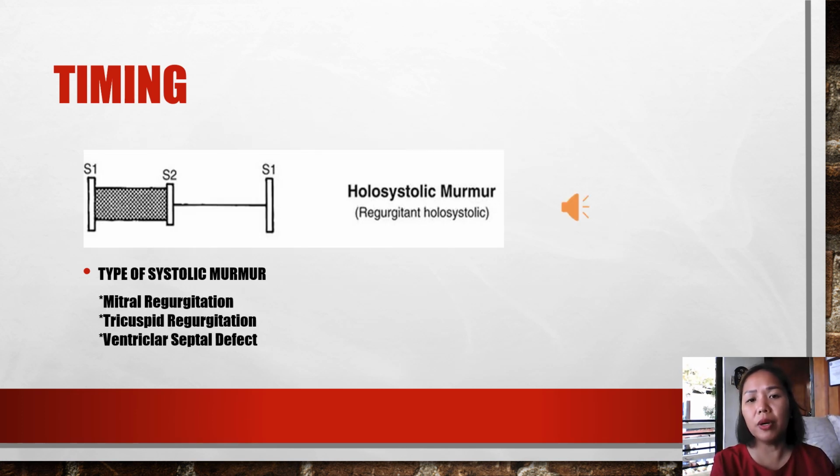When you hear a murmur throughout systole, or what we call a holosystolic murmur, and it is located at the apical area, it is mitral regurgitation. And when heard at the lower left parasternal border, it is called tricuspid regurgitation or ventricular septal defect. Notice that you barely hear the first heart sound since the murmur is pansystolic.